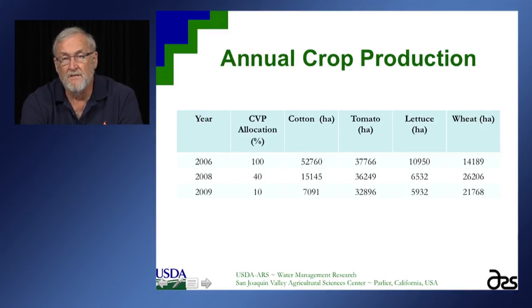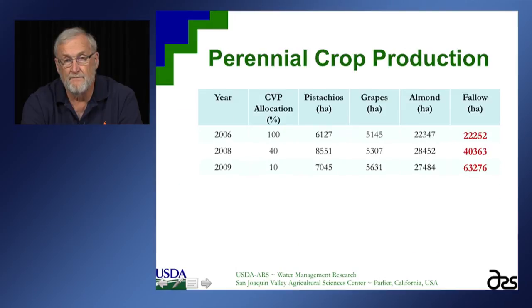The numbers that are interesting are cotton, which went from 52,000 hectares or more down to 7,000 hectares in that period of time. Tomatoes, 37,000, only dropped to about 32,000 hectares. And lettuce, about half. And then we actually see that the amount of applied wheat increased by about a third during that period of time. If we looked at the perennial crop production in that same period of time, basically there were no changes.